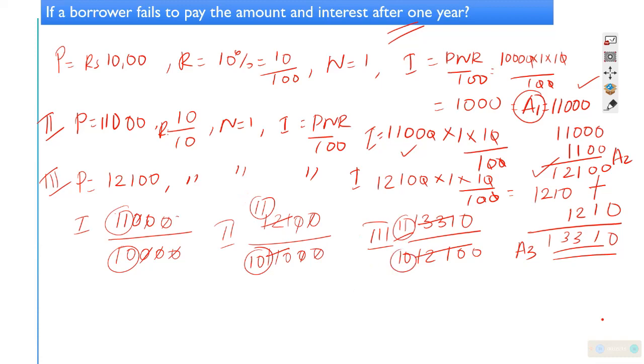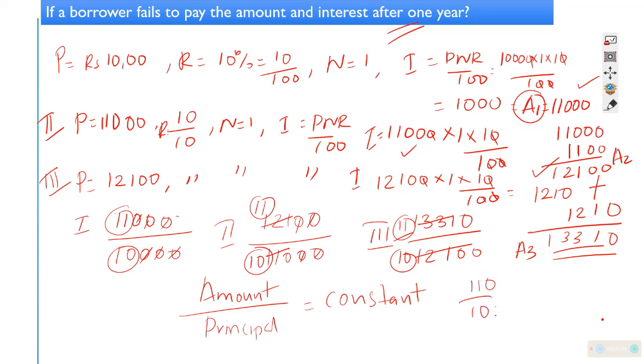Now, why did I do this? In order to derive the formula to calculate compound interest, we can say that if the same interest rate is applied, the ratio between the amount and principal remains constant. I did this to help you understand. So, in this case, we will take either 11 upon 10 or for convenience 110 upon 100. This is taken as constant. Understood? The ratio of amount to principal is maintained.